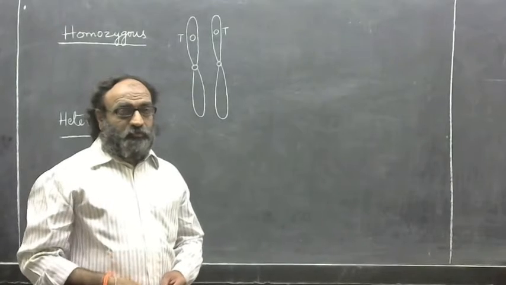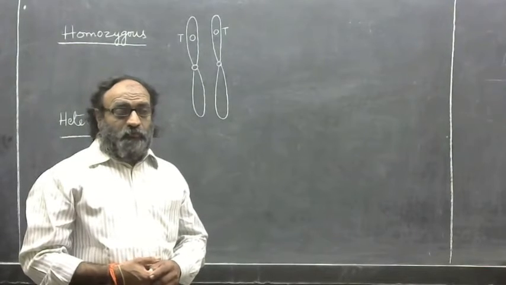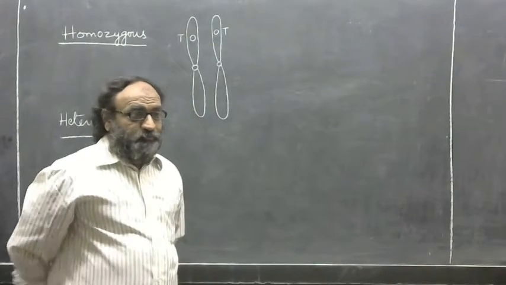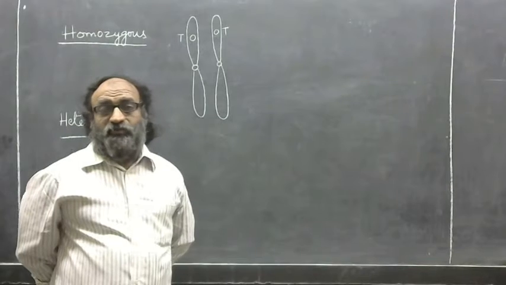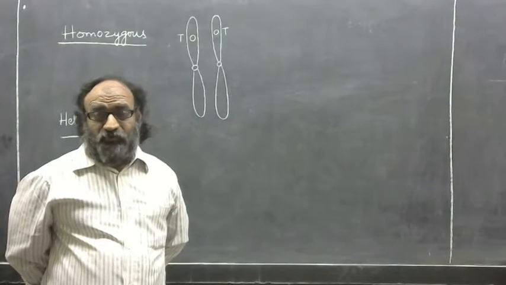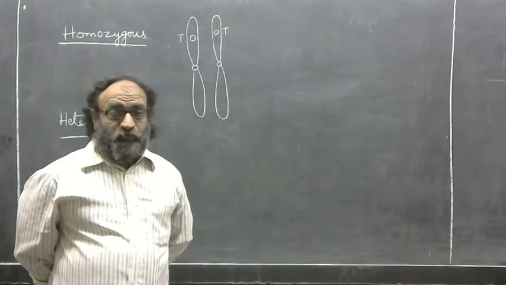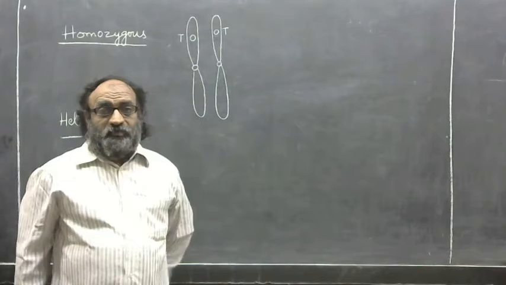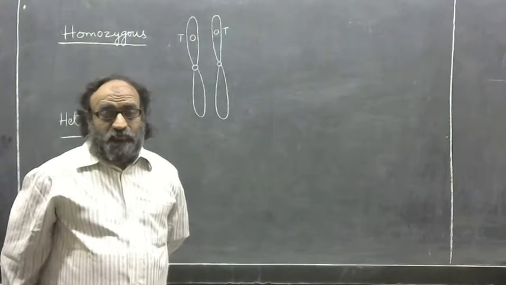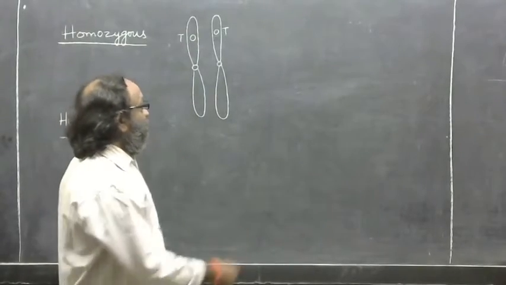Now, what is homozygous? Homozygous means when an allele has similar genes. What are similar genes here? Capital T gene on one locus and capital T gene on the locus of the other chromosome. An allele with similar genes is homozygous.